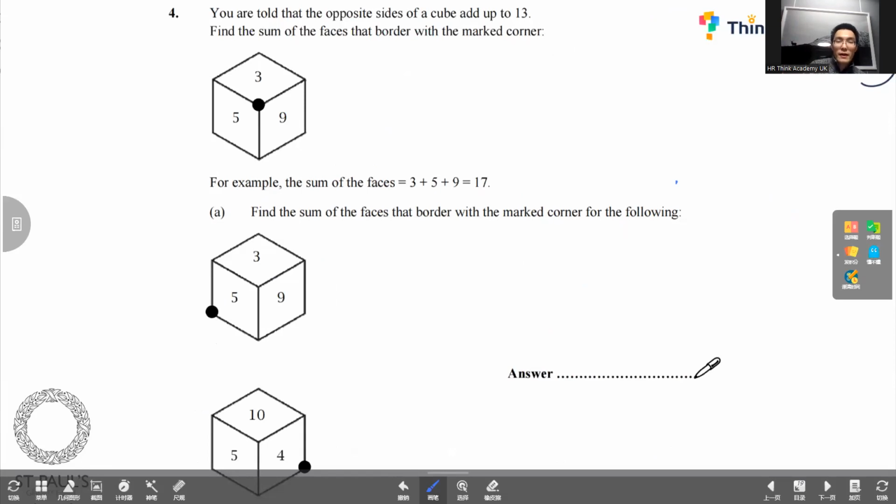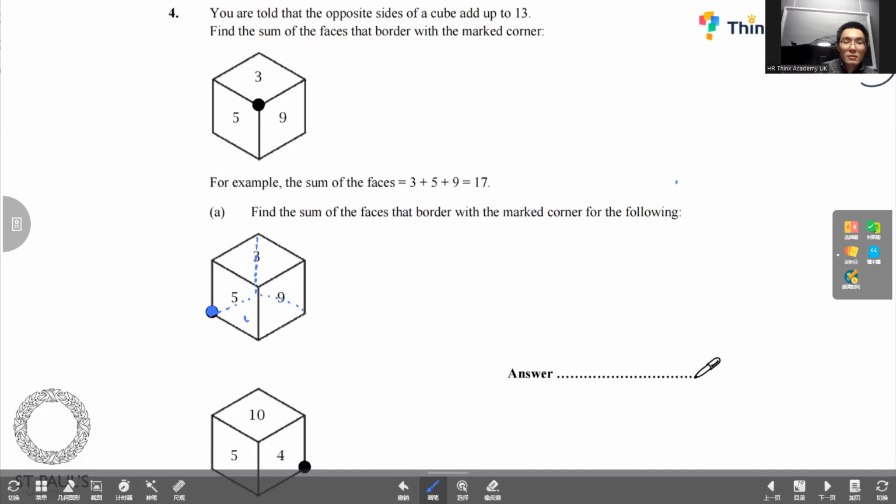Then question A. Find the sum of the faces that border with the marked corner for the following. So right now, the marked corner is over here. Then the sum is not 3 plus 5 plus 9 anymore. We need to find, okay, let me draw the covered parts, the unseen parts, right?